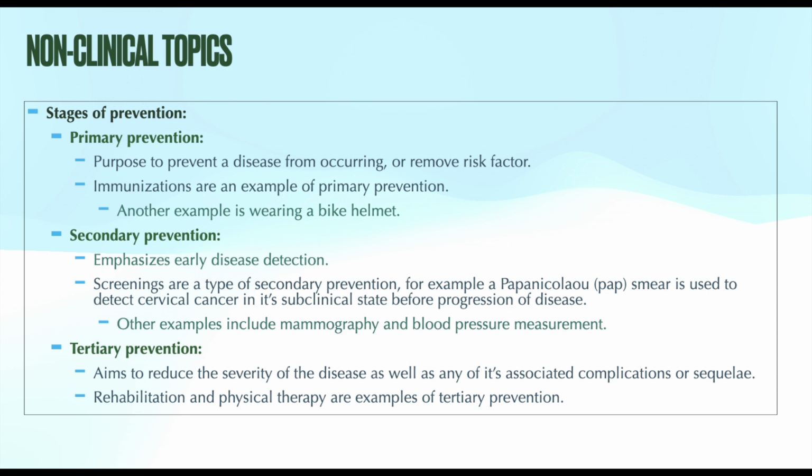Other examples of this would be like getting a mammogram done, having blood pressure measurements taken. And so with secondary prevention, I want you to think of the S, think of screening. So primary prevention, we're preventing. Secondary prevention, we are screening. S for screening. Tertiary prevention aims to reduce the severity of the disease as well as any of its associated complications. An example of tertiary prevention would be rehabilitation, physical therapy. And so for tertiary prevention, you need to think treatment. This is rehabbing. An event or disease has occurred and now we're treating.